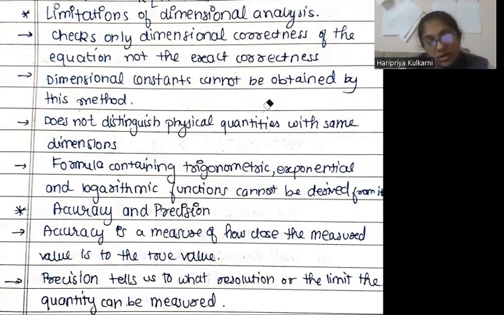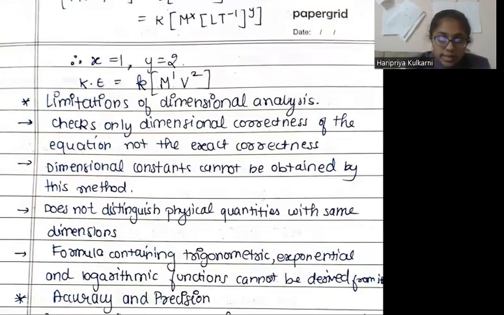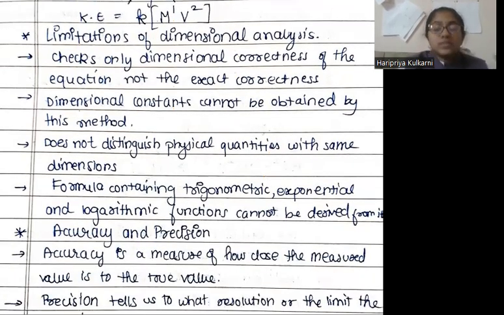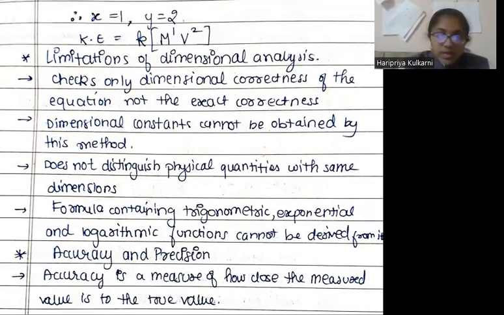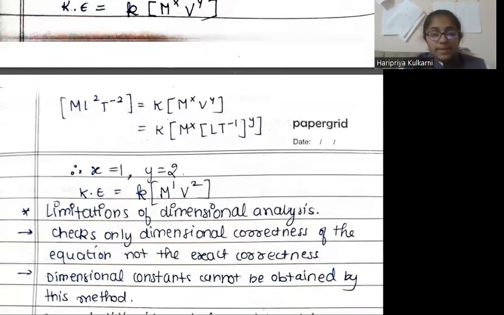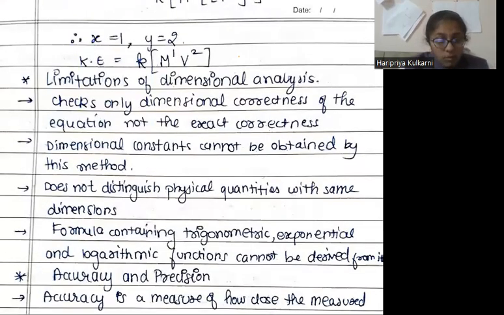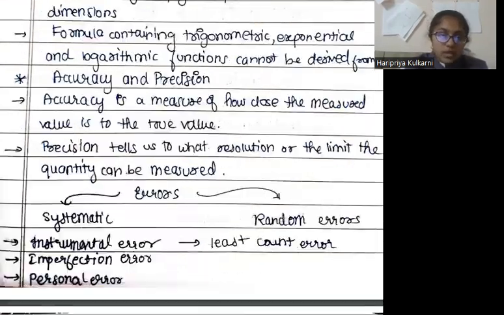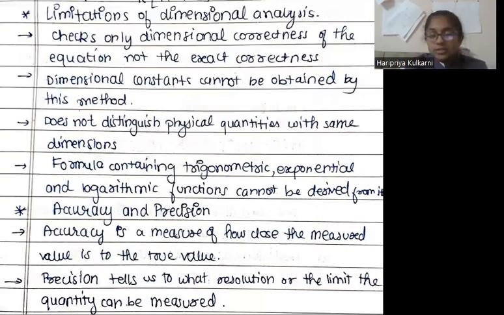Okay. Now, dimensional constants cannot be obtained by this method. Truly, here the constant value is half, but we did not get the half value, right? Next, it does not distinguish physical quantities with the same dimensions. As we discussed in the same example, kinetic energy is not being differentiated from work. They both have the same dimensional formula, right? The next limitation: formulas containing trigonometric, exponential or logarithmic functions cannot be derived from the dimensional analysis method. Okay. So these were the limitations of dimensional analysis.